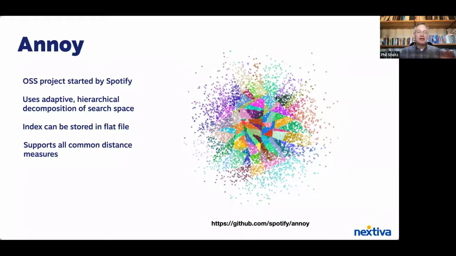And it has the nice property that the index can be stored in a flat file, it can be passed around, and it supports all common distance measures. I've only mentioned two in this talk, Euclidean distance and cosine distance, but there are many more. As I said, I'm sort of taking a slice through. Annoy has nice support for lots of different distance measures.